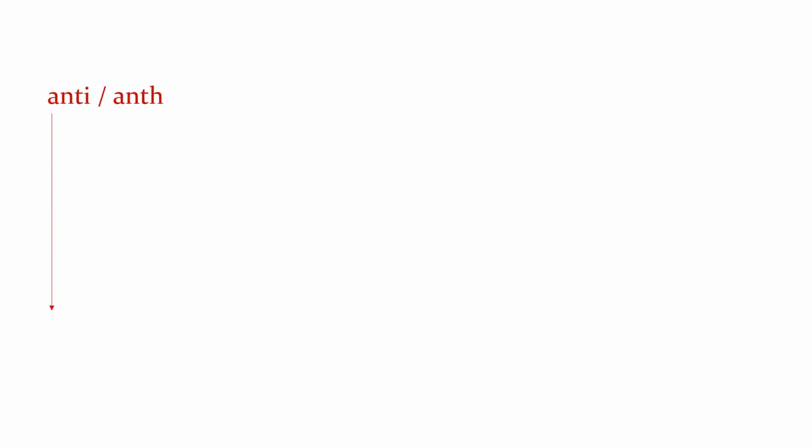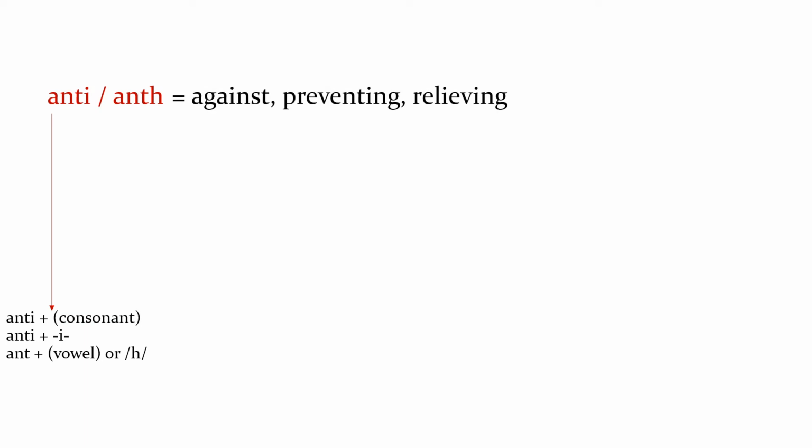Our next prefix is anti and ant. These are the same. We use anti before most consonants. We use anti with the letter i in a special way, which I'll show you in a moment. And we have ant with a vowel or an h.